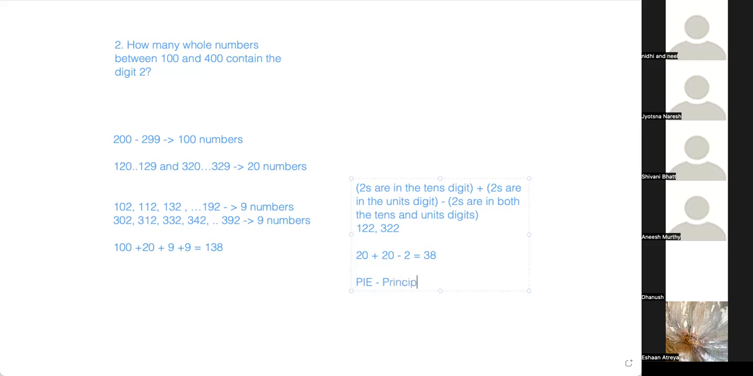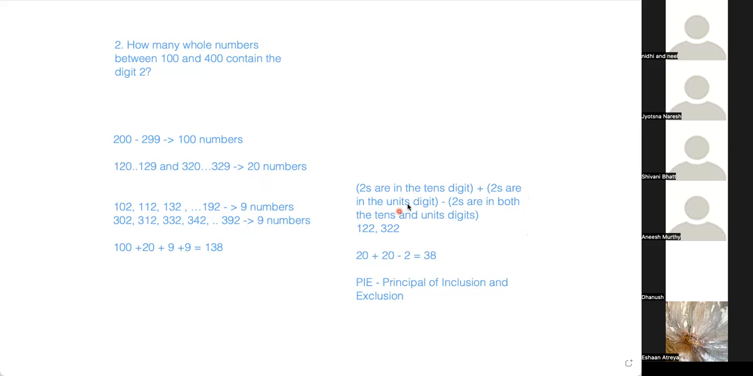So this is the principle of inclusion and exclusion. I think we saw this with a few problems before. But the idea is it's not exactly needed here because we know there's an overlap here and we exclude it when we are thinking about 102 to 192. We don't want to count 122 twice.